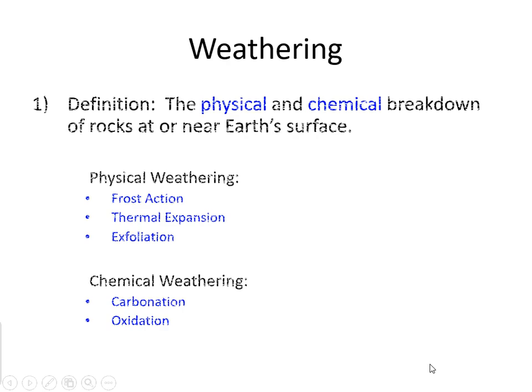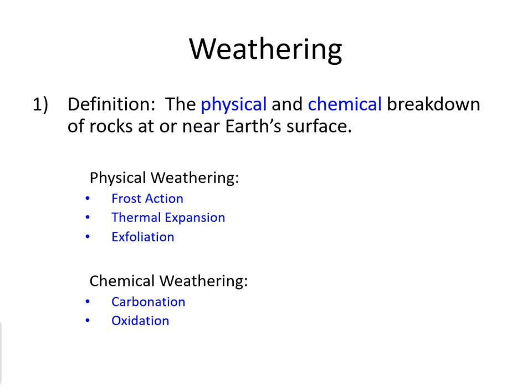All right, so we're going to look at this as sort of a three-pronged system. We're going to start with weathering, we'll move on to erosion, and then end with deposition. Weathering is the first step. It's breaking rocks down. Rocks break down at Earth's surface both physically and chemically.